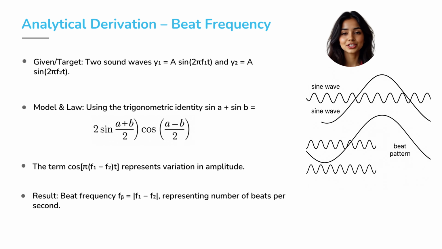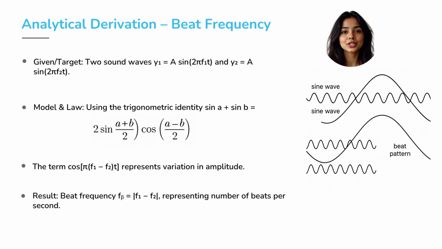Time for the derivation. Let's walk through it step by step. We start with two waves, y1 equals a sine of 2 pi f1t and y2 equals a sine of 2 pi f2t. When we add them, the resultant becomes y equals 2a cosine of pi times bracket f1 minus f2 bracket times t multiplied by sine of 2 pi times bracket f1 plus f2 bracket times t divided by 2. Now, this equation tells us something powerful.